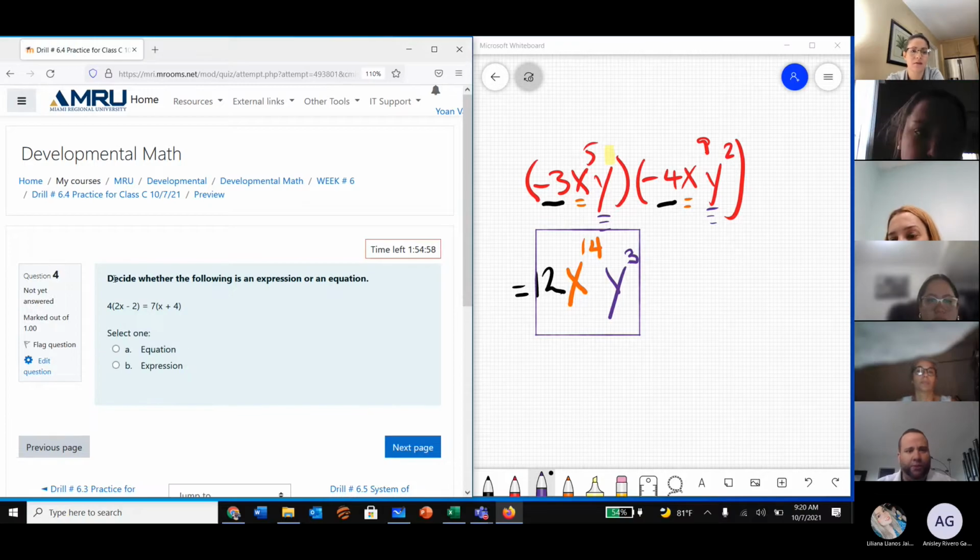Okay, we need to determine if this is an expression or equation. What is the clue? The equal sign. Anytime that we have the equal sign, this is an equation.